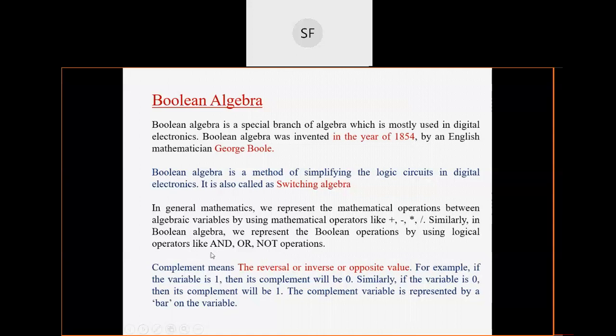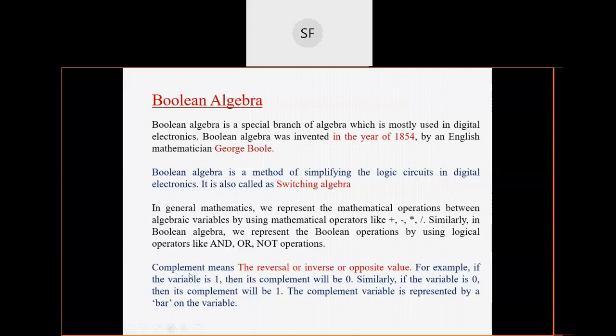Similarly, just like general algebra has laws, operators and variables, the same thing goes for Boolean algebra. Boolean algebra has its own laws, its own operators, its own variables, constants, right?